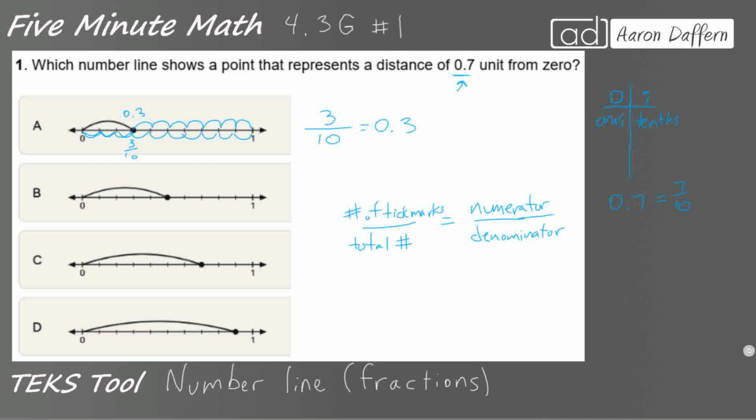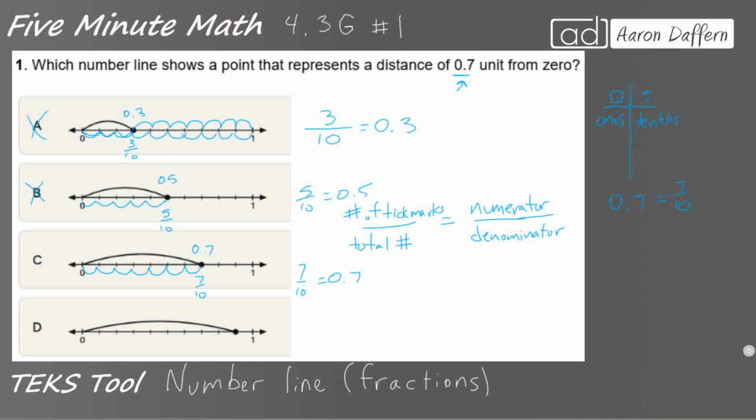Let's look at B. It's tenths again, and we'll count 1, 2, 3, 4, 5. That's going to be 5 tenths. That's just halfway there, and that's 0.5, which is not what we want. So no A, no B. C: 1, 2, 3, 4, 5, 6, 7. All right, that is looking good, and that's 0.7. So we are good on C.